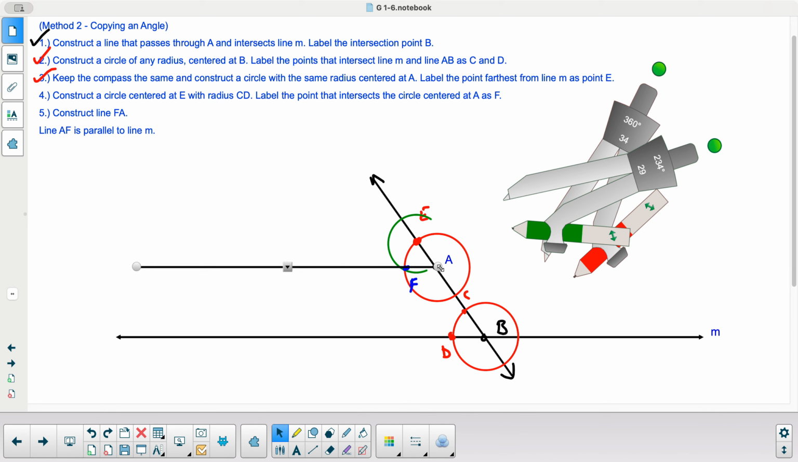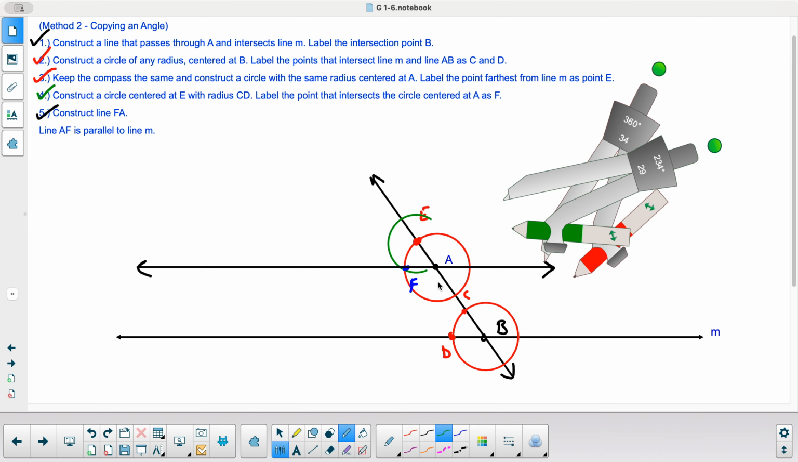So use your straight edge. Put some arrows on it because it's a line, it's not a segment. There's that. This one, I guess I did in green. So there you go. Line AF. So there's my 2 points. Line AF is parallel to line M.